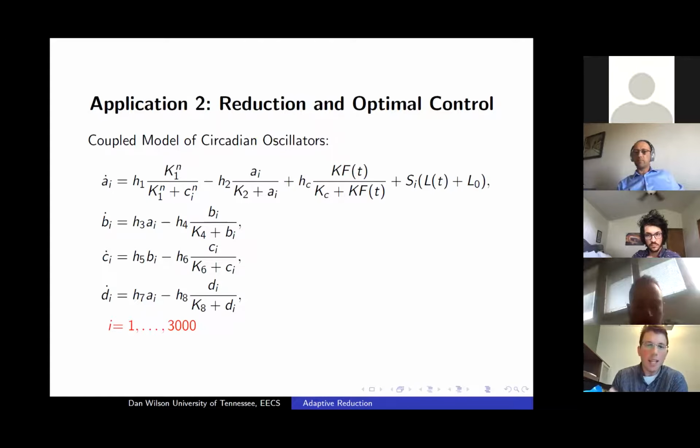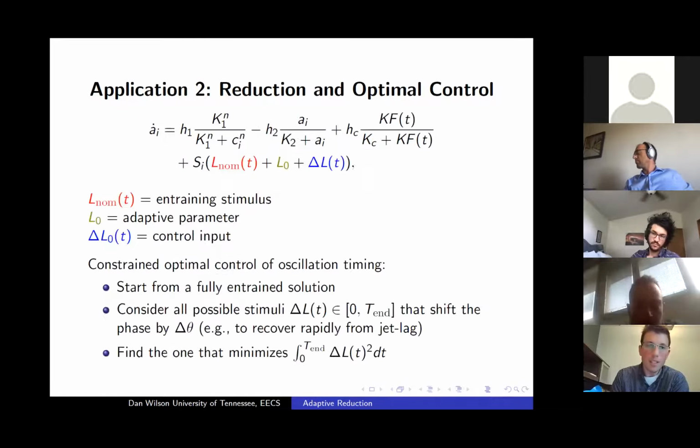So in the second application, we're going to consider the same system. In this case, it's going to have 3,000 oscillators, so a lot more. There's going to be some heterogeneity, and there's going to be a little bit of noise in the system. But we can still do this adaptive phase amplitude reduction to get a reduced order model.